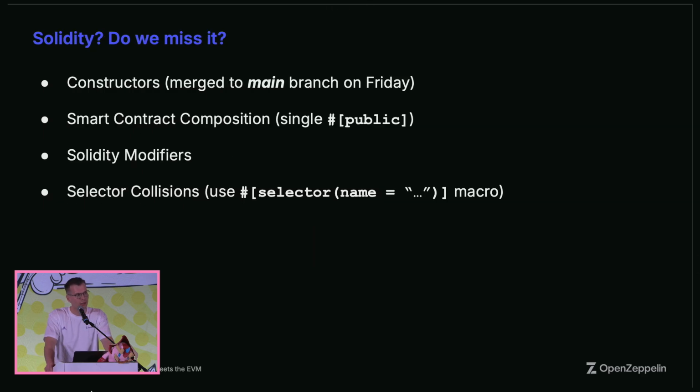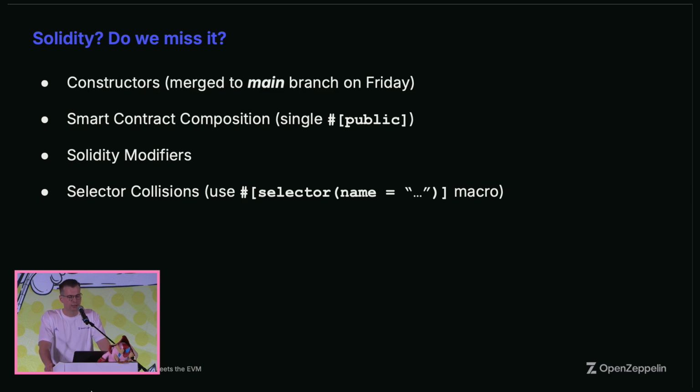The question is, right now, if we Stylus developers miss Solidity, there are some things that I want to discuss. At first, constructors. Right now, Stylus does not provide constructors. We just need to use initializers or do some workaround, injecting some code during the deployment. But the good news is that the PRs bringing Stylus constructors are already merged to the main branch. So we can expect them very soon.